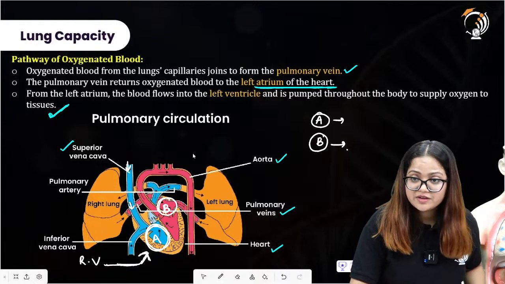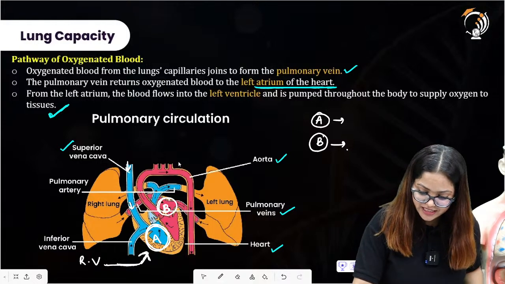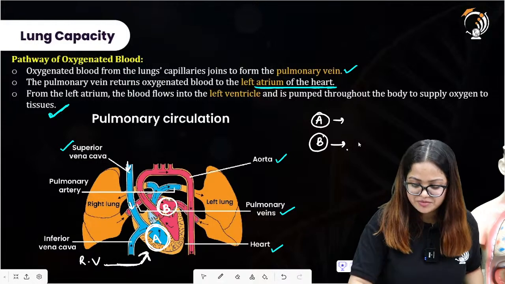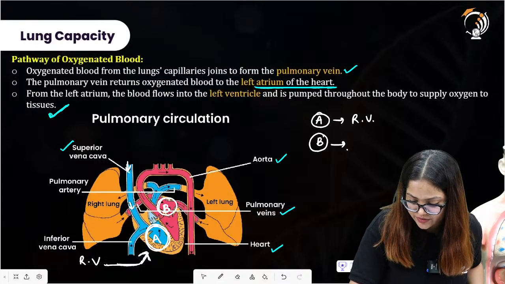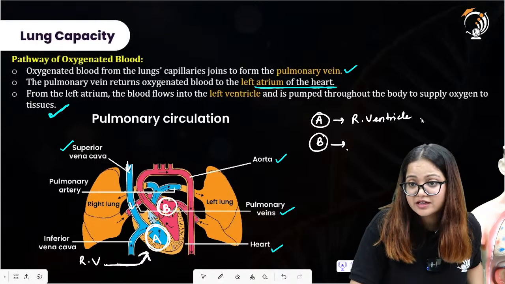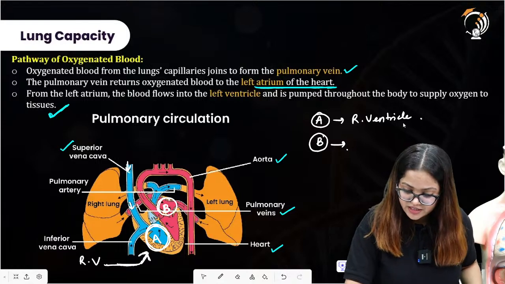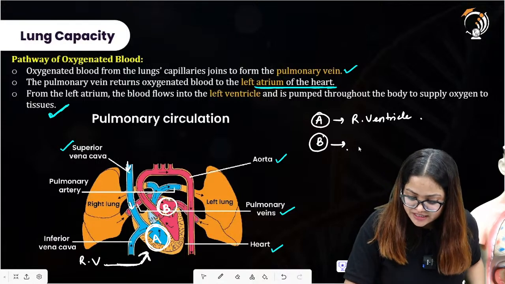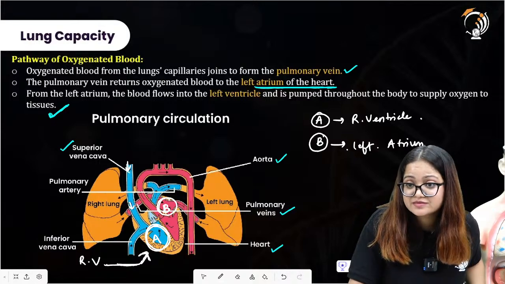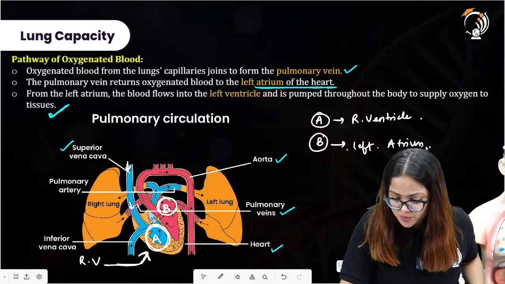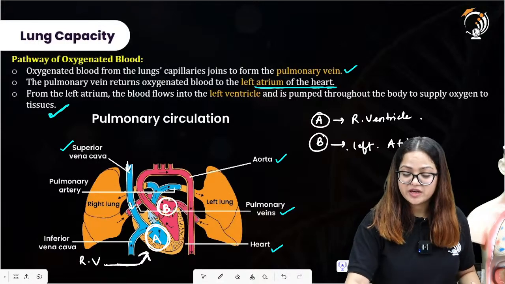Alright, we can proceed with that. Let me write the answer here. A here is the right ventricle. B here is representing the left atrium. I hope this matches with the answer you have marked for letter B.